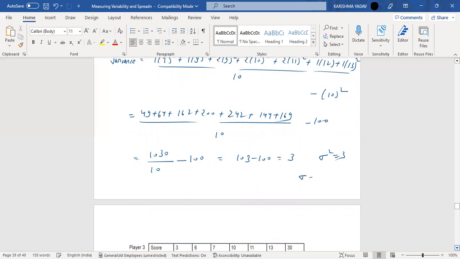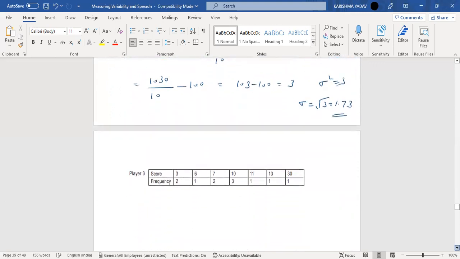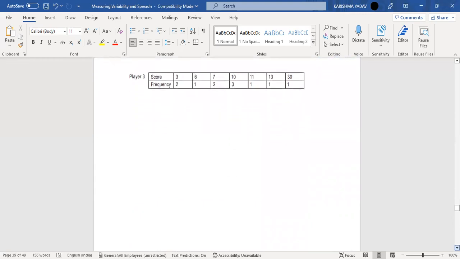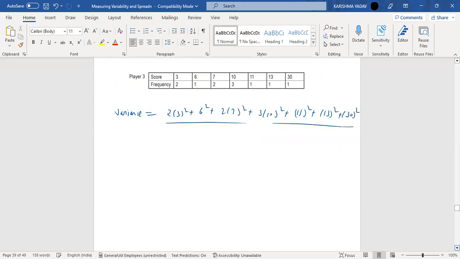So what will be the value for the standard deviation? That is root of 3, which is somewhere like 1.73. Okay, now let's calculate it for the third player. For the third player, when we are calculating the variance, let's perform it like 2 into 3 square plus 6 square, 2 into 7 square, 3 into 10 square, 1 into 11 square, 1 into 13 square, and 1 into 30 square divided by n. N here is, I think, 11, that is 11 minus 10 square, that is mean square.